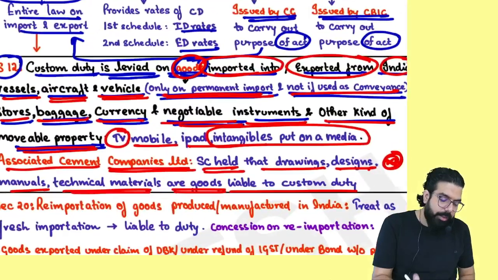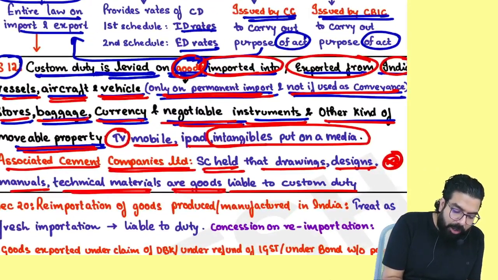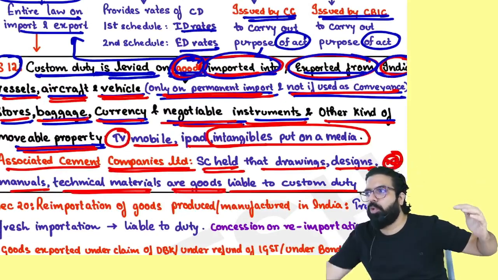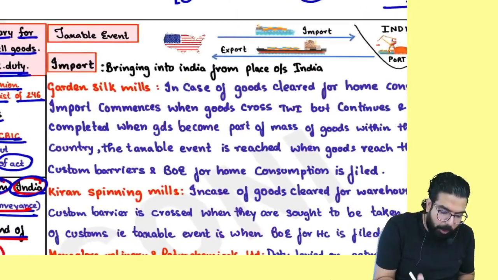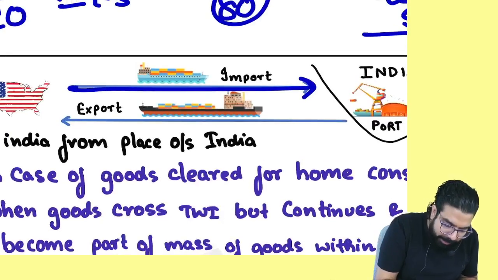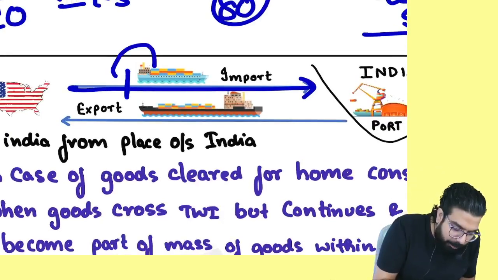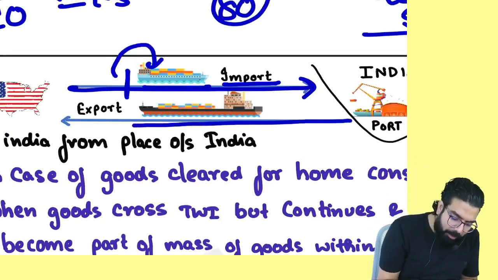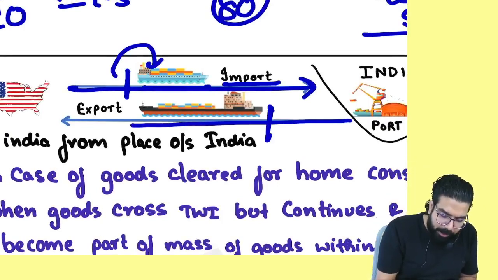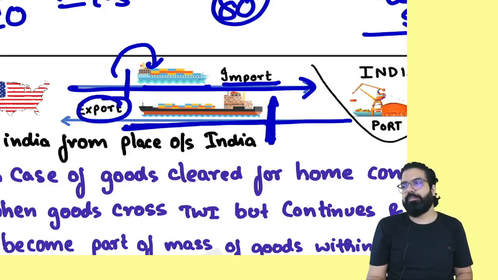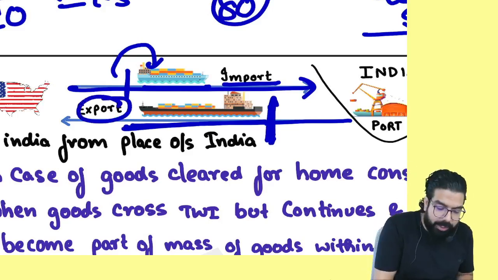Now listen. Customs duty is levied on goods imported or exported from India. Now you tell me one thing. Goods imported means what? Import means getting goods from outside India into India. Supposing these are the territorial waters of India. When the ship crosses the territorial waters of India, it will become an import. Supposing from India one ship is going, and the ship crosses the territorial water, it will become an export.